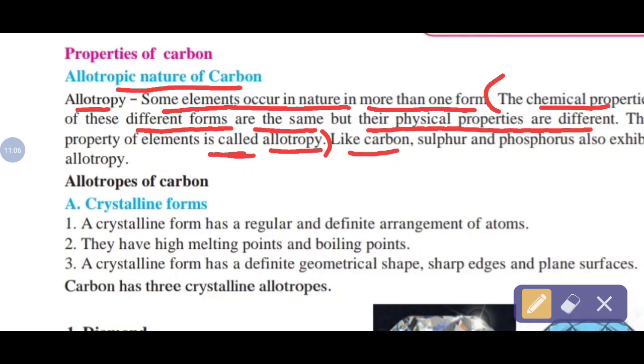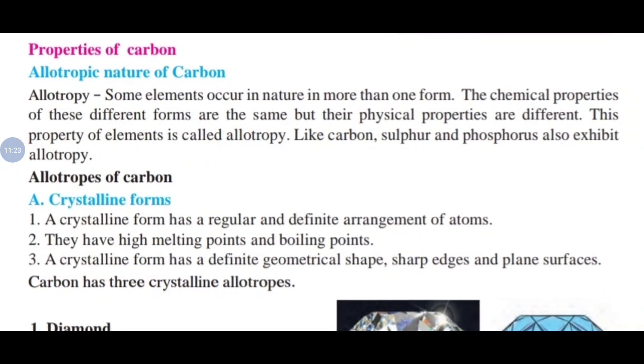Like carbon. So which elements are showing allotropes? Carbon is the first. Two more examples are given here: sulfur and phosphorus. All these three, carbon, sulfur, and phosphorus, also exhibit the property of allotropy. Are you getting? Next.